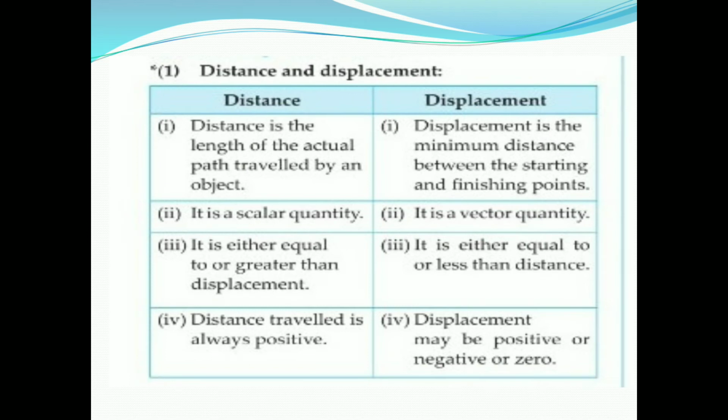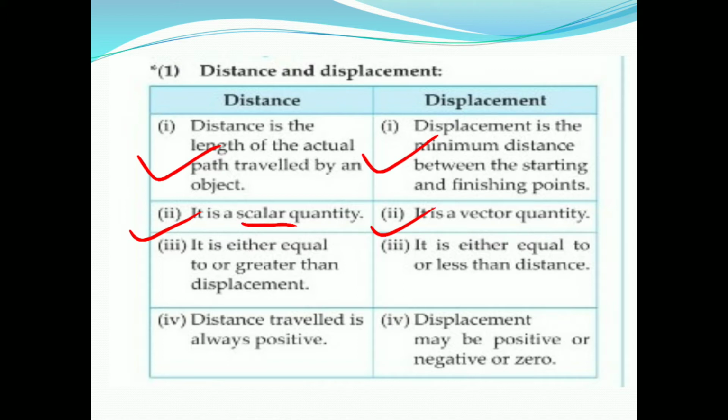Okay, let us see the distance and the displacement. A question may be asked as: distinguish between the distance and the displacement. Distance is the length of the actual path traveled by an object, while displacement is the minimum distance between the starting and the finishing point. Distance is a scalar quantity while displacement is a vector quantity.